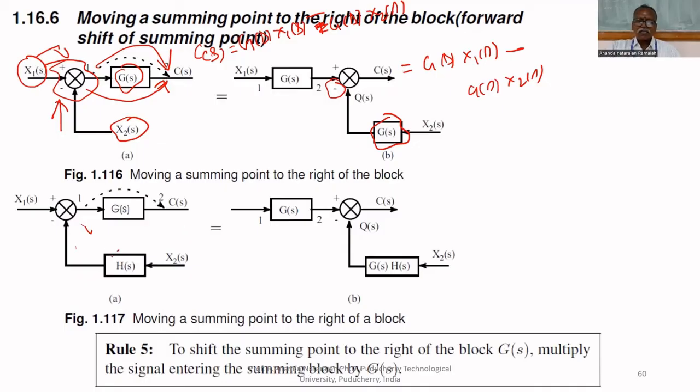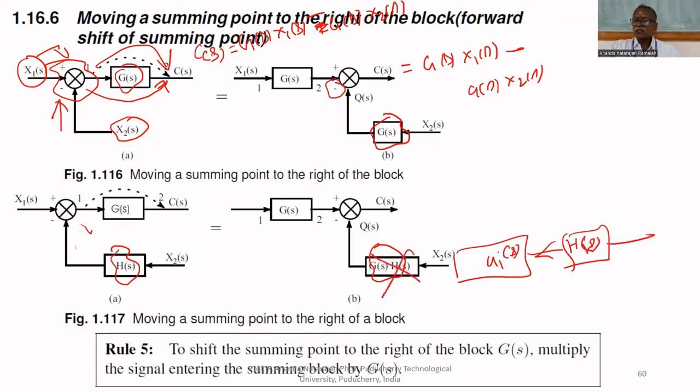Suppose the incoming signal is already multiplied by H of S, then you multiply both by H of S and G of S, because in the frequency domain, two blocks can be multiplied together if they are cascaded. How will you add? If you want to add, this will be added like this. Two blocks, G1, H of S. It will be like this, like that.